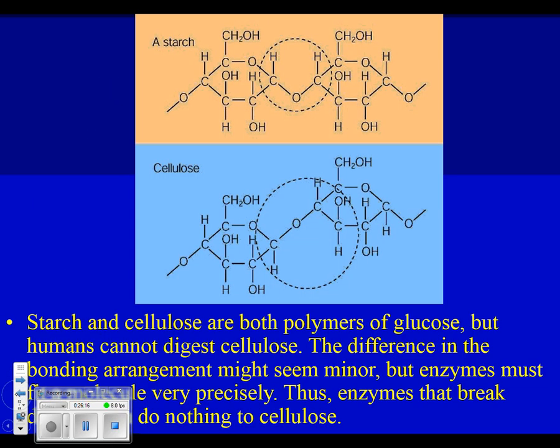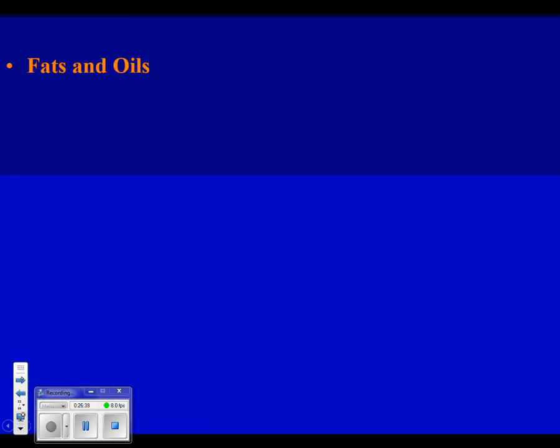Okay, cellulose. So these are the rings I was talking about with the hydrogens up or down, hydroxides up or down, and how they bond back and forth. Depending on how they bond, this is cellulose. That's a plant's carbohydrate, or whatever you want to call it. And this one is a starch that we would use. Good old starch.